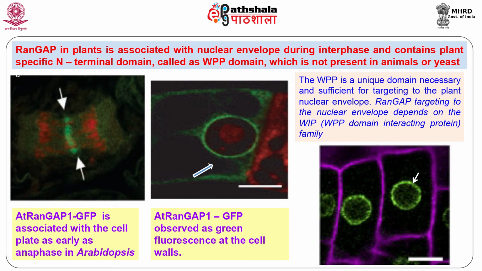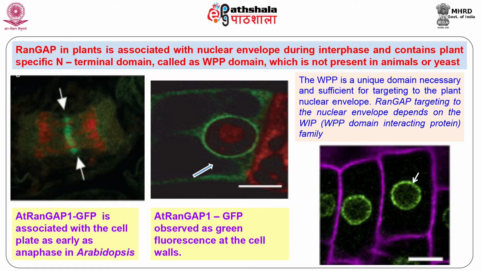Arabidopsis expresses 5 WPP domain proteins. These are RAN-GAP1, RAN-GAP2 and 3 short proteins, namely WPP1, WPP2 and WPP3. The WPP domain is a unique domain necessary and sufficient for targeting to the plant nuclear envelope.